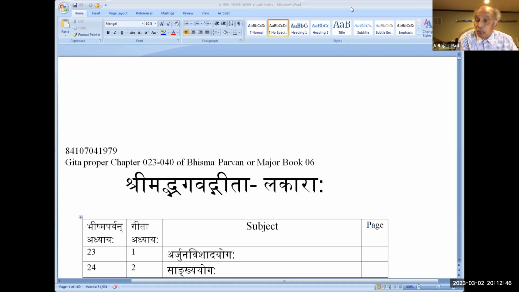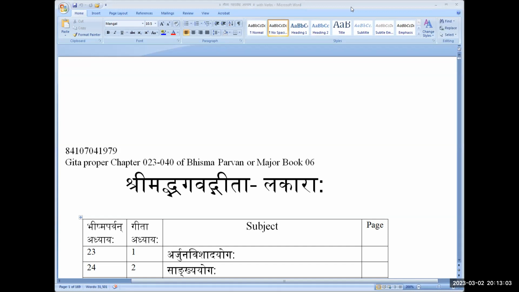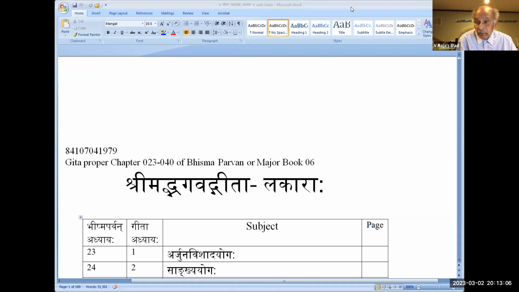Na tad bhasayate suryo, na shashanko na pavakaha, yad gatva na nivartante tad dhama paramam mama. Bhagavan is telling, my place is that place where the sun cannot shine. Na shashankaha, na pavakaha. Not even the moon nor Agni can shine on that.